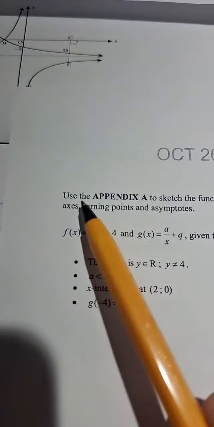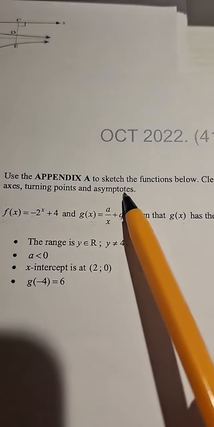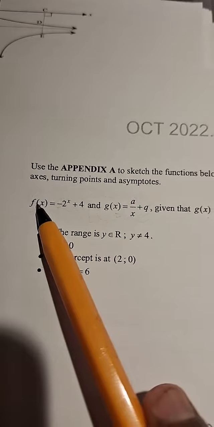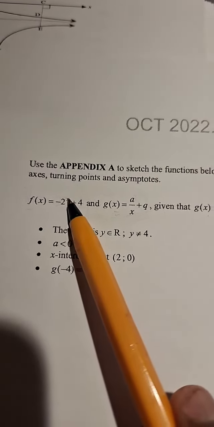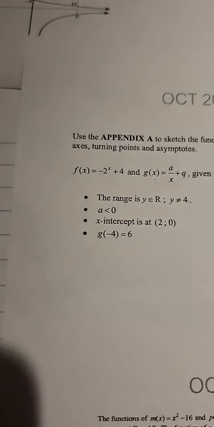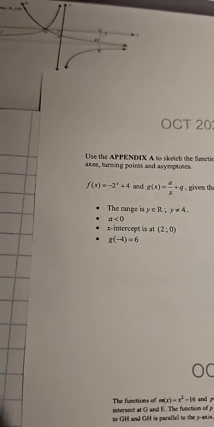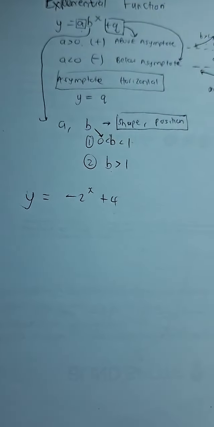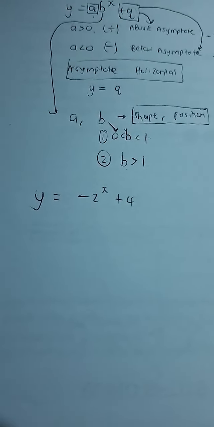Sketch the functions below. Clearly indicate all intercepts with the axes, turning points, and asymptotes. Okay, so here we are asked to sketch the function f of x is equal to negative 2 to the power x plus 4. Right, now please take note. I'm going to just use the same paper here. y is equal to negative 2 to the power x plus 4. Now I hope you guys can see this.